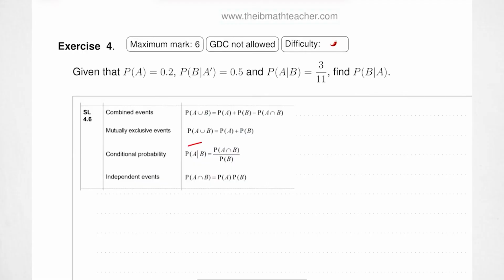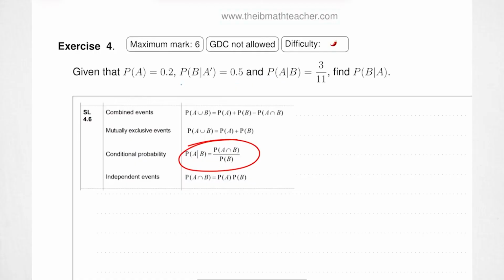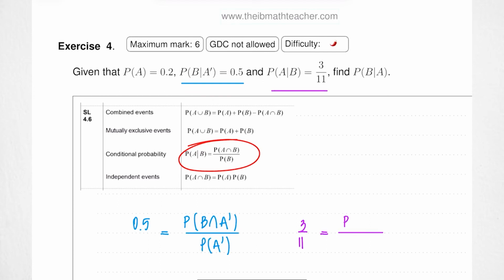We know that P of A given B is P of A and B over P of B. So this formula is in the formula booklet, which means that this 0.5 represents the probability of B and not A over the probability of not A. And the 3 over 11 represents the probability of A and B over the probability of B. Now, a little harder to spot.